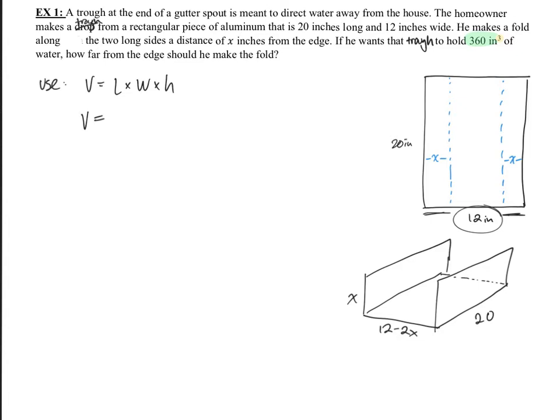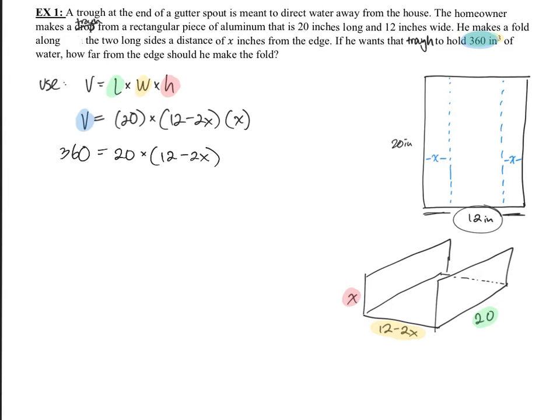So my volume is going to equal my length, which was 20, times my width, which is 12 minus 2x, times my height, which was x. Let's go ahead and plug those in. So I have 20 times my width, 12 minus 2x, times my height, which is x. And we're almost done. This is almost an equation, but remember, what did our volume equal? Our volume equaled 360. So we're going to go ahead and replace that volume with 360. And there we go. We have created our equation for solving.